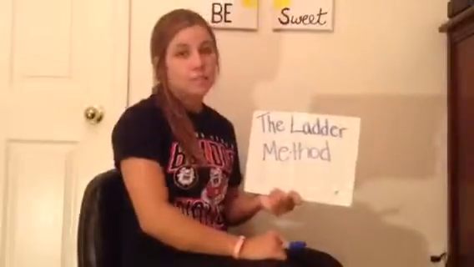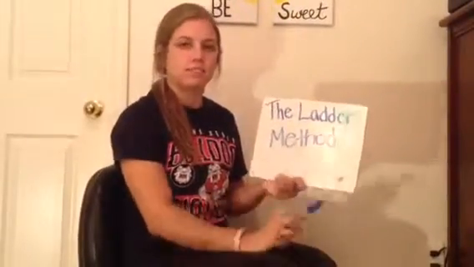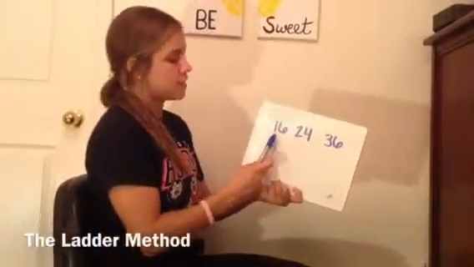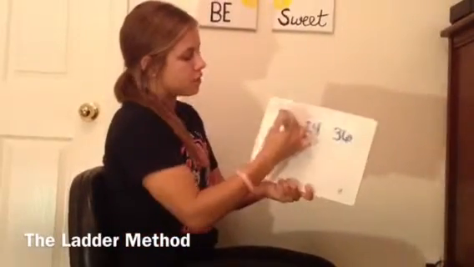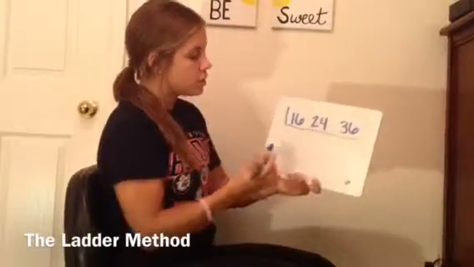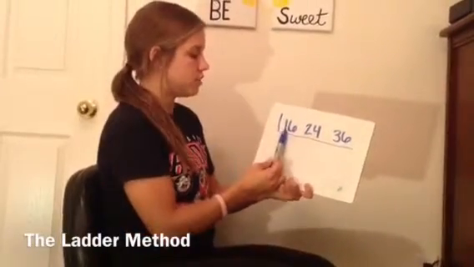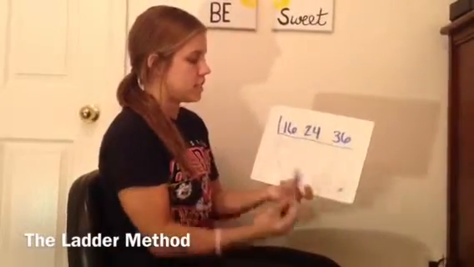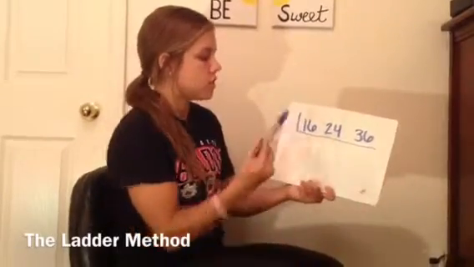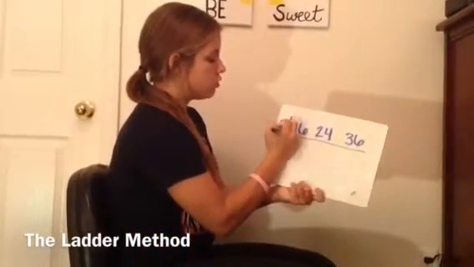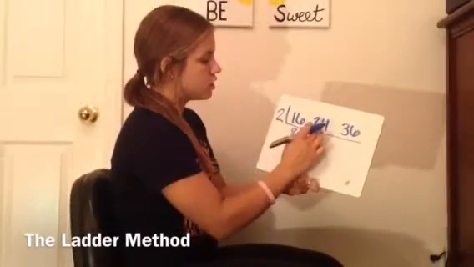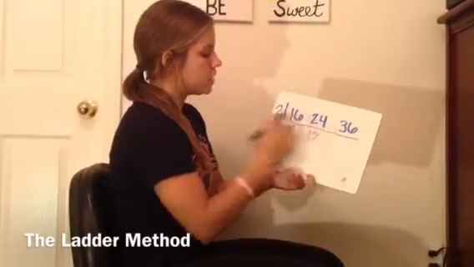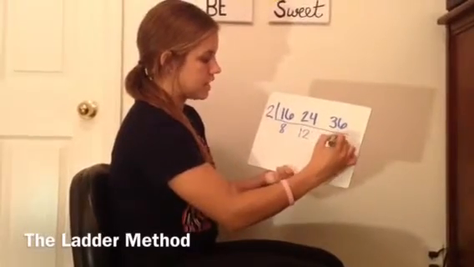Okay, so for the second method, it's going to be called the ladder method. For the ladder method, you take 16, 24, and 36, and instead of doing the division sign up, you're going to do it down. And what you do is you see what number can go into 16, 24, and 36 evenly with no remainders. So it would be 2, because 2 can go into 16 8 times, 2 can go into 24 12 times, and 2 can go into 36 18 times.